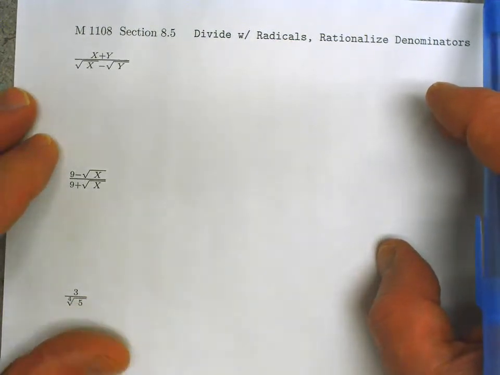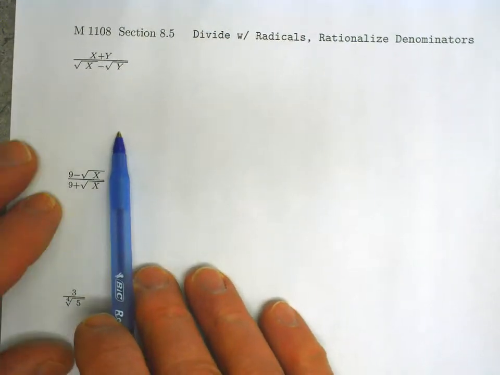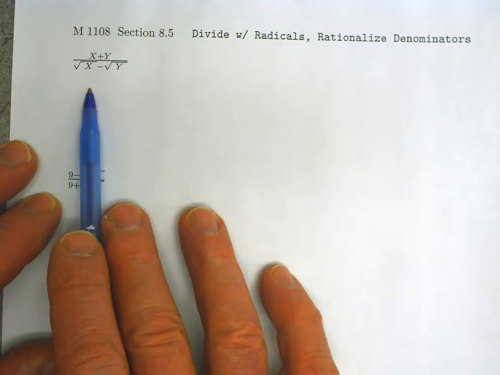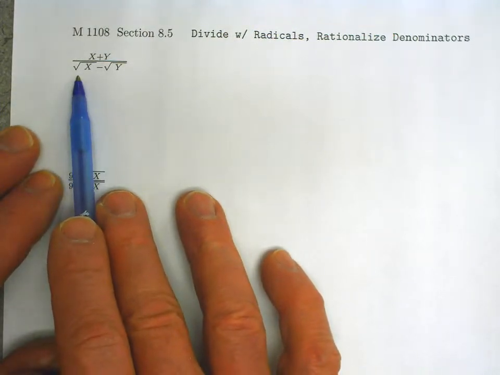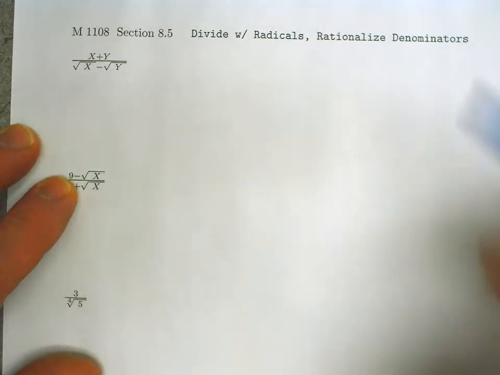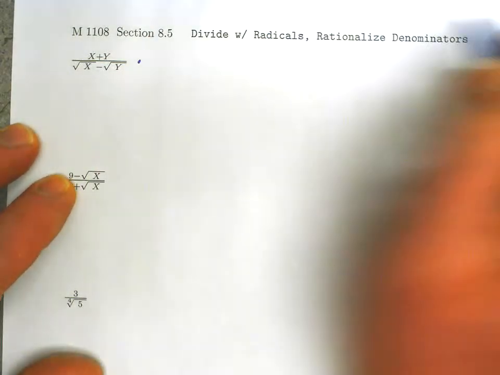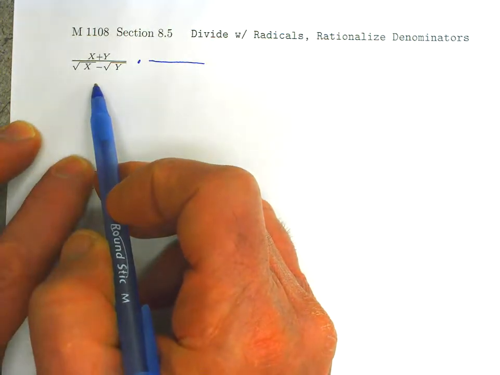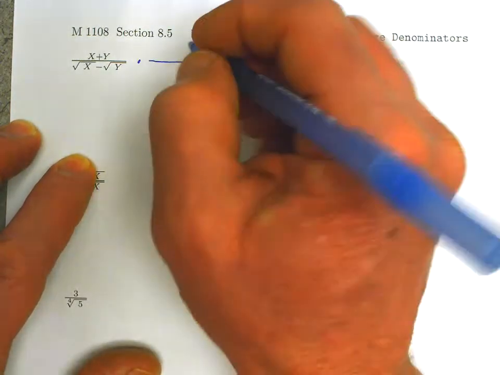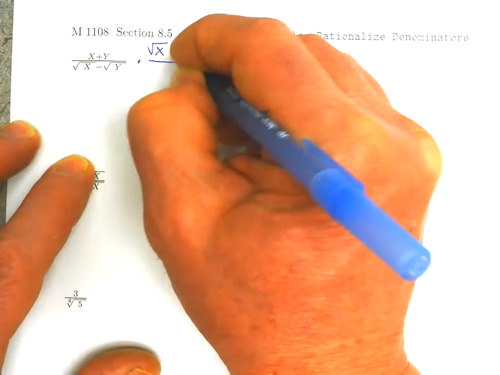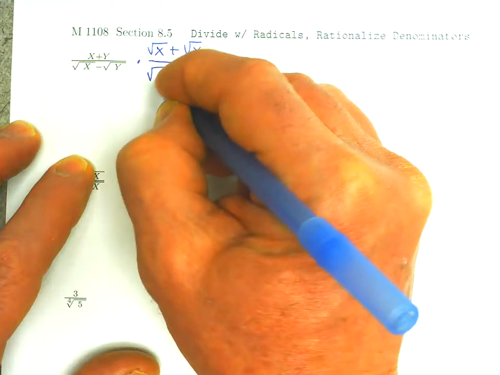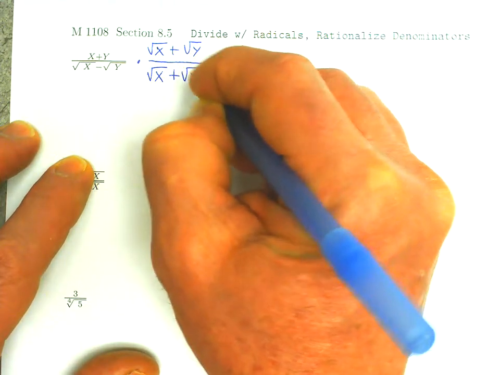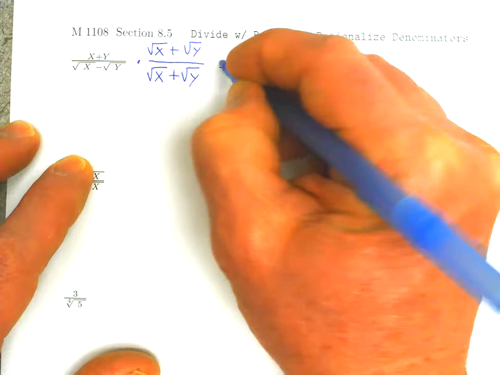So this one up here, we want to rationalize the denominator. The denominator is the square root of x minus the square root of y. So just like we did before, we're going to multiply the numerator and denominator by the conjugate of the denominator. So the conjugate is the square root of x plus the square root of y. So we multiply the numerator and the denominator by the square root of x plus the square root of y.